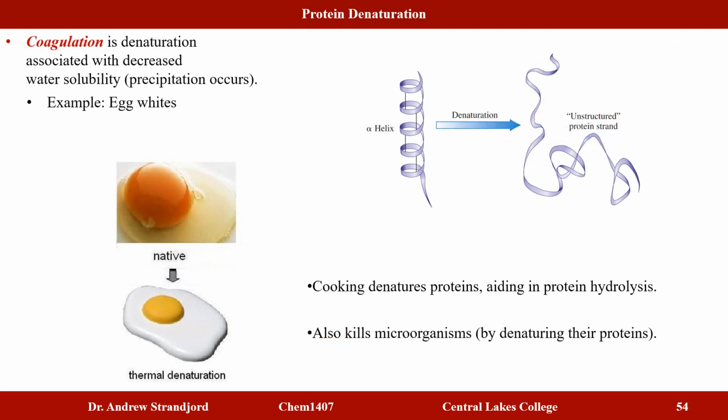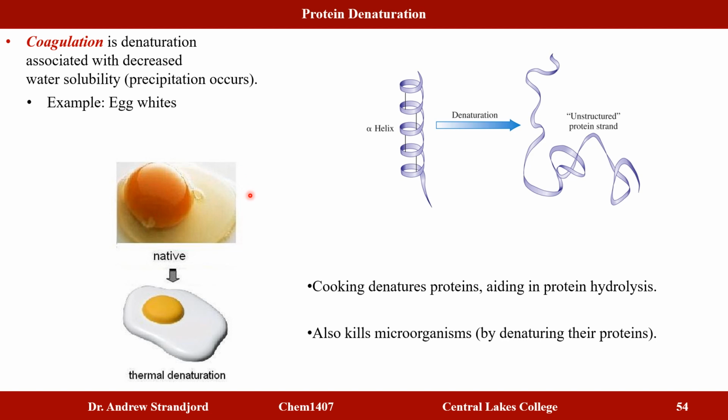Let's look at some specific examples of protein denaturation. One of them is actually the coagulation that occurs when we cook an egg. Eggs are very high in protein. When we cook an egg, we're actually changing the protein structure. In this case, the alpha helix becomes unbound, it unwraps, and so I have an unstructured protein, and it is no longer soluble in water.